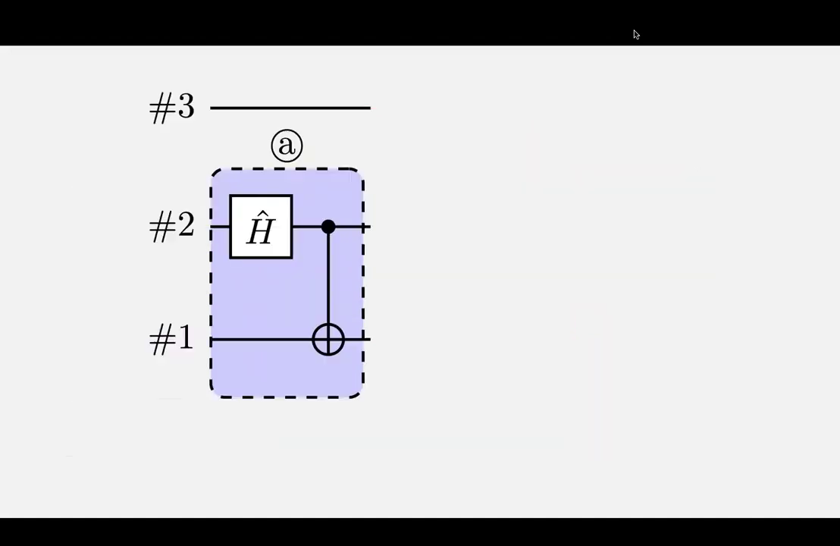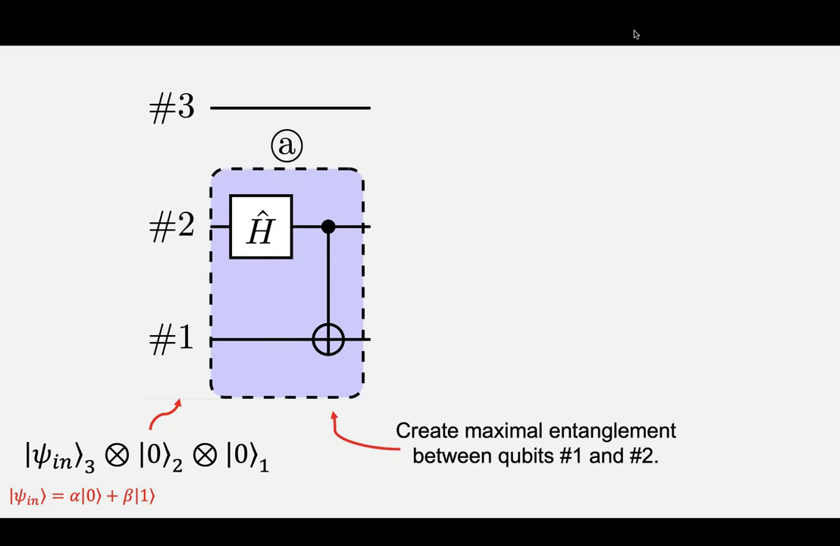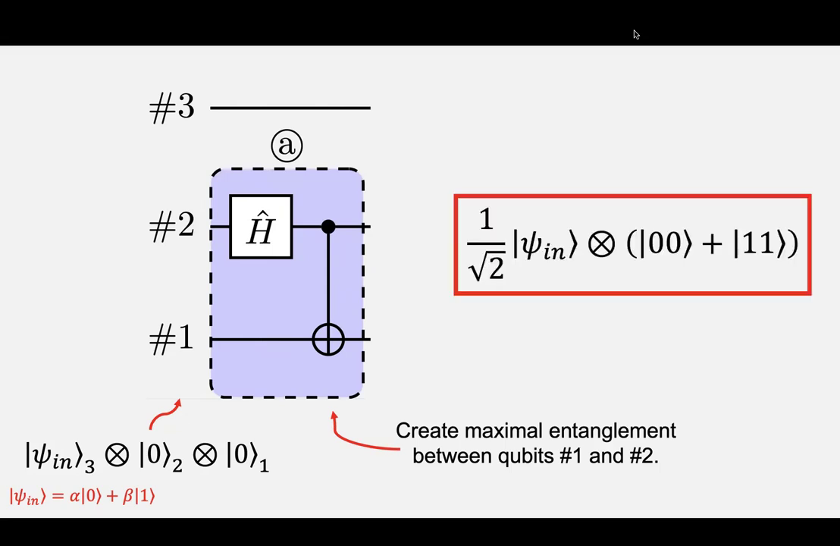Qubit 3, whose state is teleported, starts by being in ket psi in, while qubits 1 and 2 each start in ket 0. Ket psi in is any general 1-qubit state that can be represented by alpha ket 0 plus beta ket 1. In this part of the teleportation circuit, nothing is done to qubit 3, but maximal entanglement is created between qubits 1 and 2, and the final state of the 3 qubits together is given by this state.